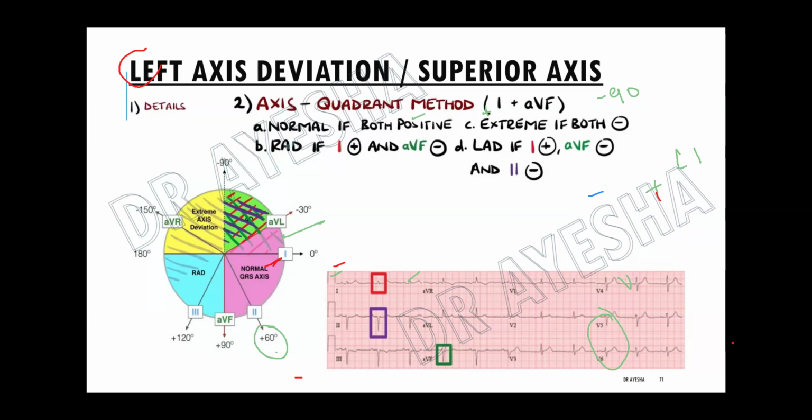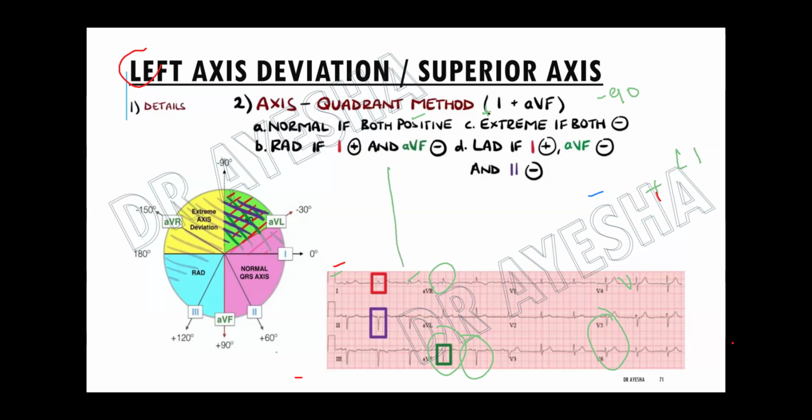So let's start with it. Obviously in the left axis, what I told you, for right-axis people, the changes would be in lead one. For left-axis people, the changes would definitely be in the opposite lead, that is AVF. So AVF would be in the downward direction. You can see the AVF is in the downward direction. Lead one is upward, okay? I've already explained this, but lead 2 has not been explained.